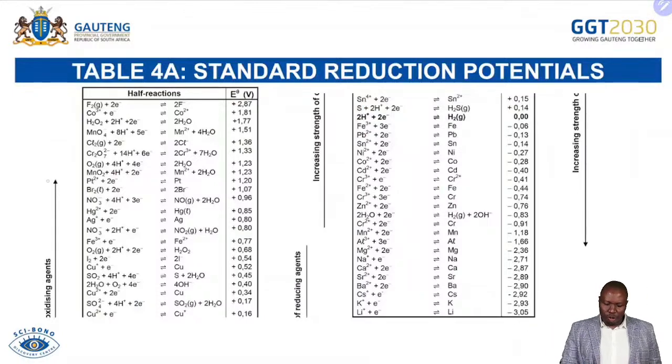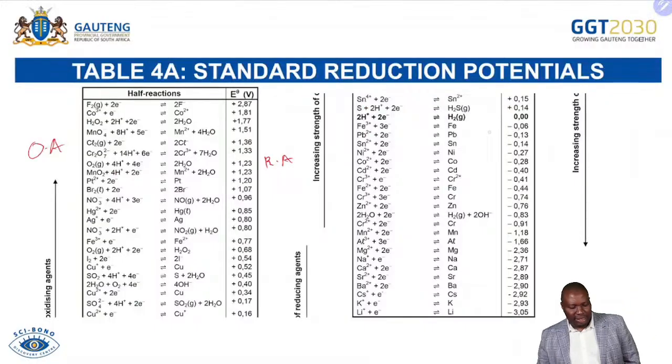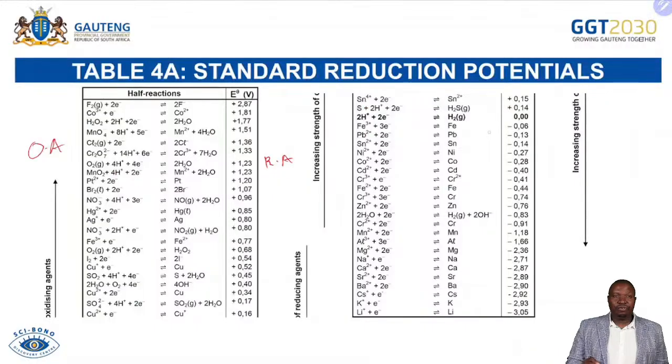And you always follow the arrow. Remember, on table 4A, on the left, we are always having oxidizing agents. On the right, we are always having reducing agents. So you always follow the arrow when you want the strongest. If we say which one is the strongest oxidizing agent, you rush to the left, you follow the arrow, because the arrow is showing you that the strongest is up there. On the reducing agent from table 4A, you follow the arrow.